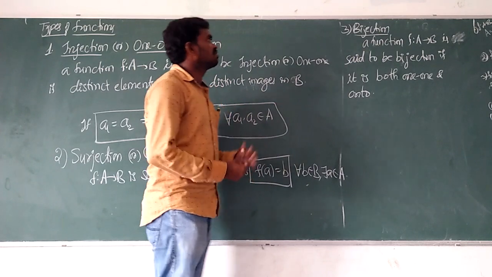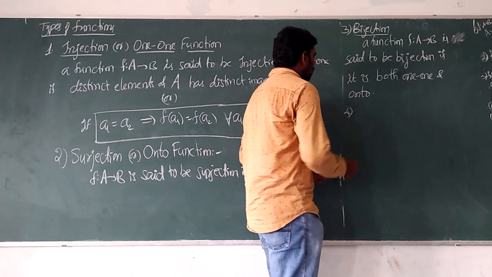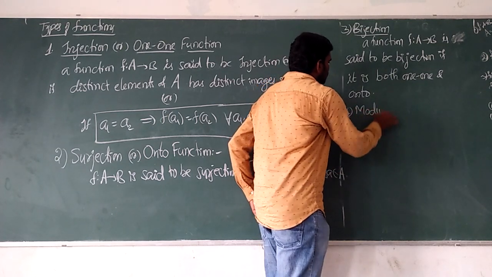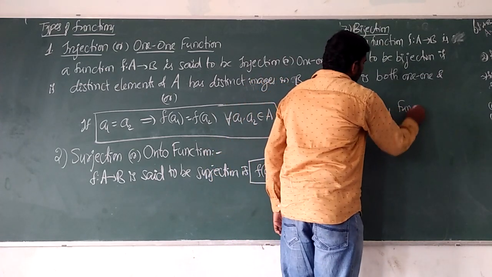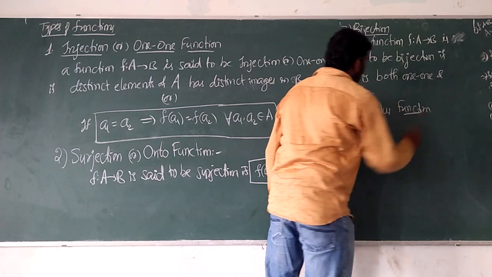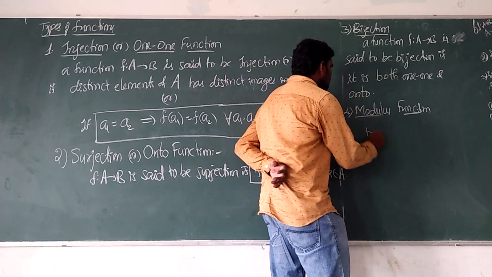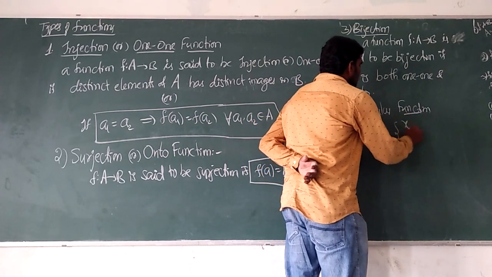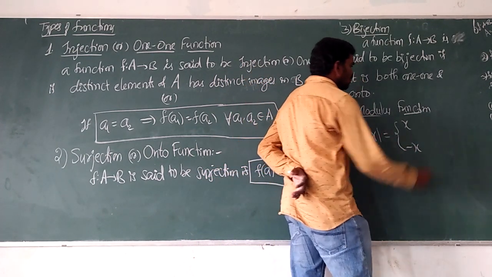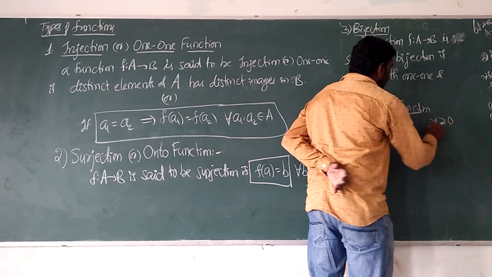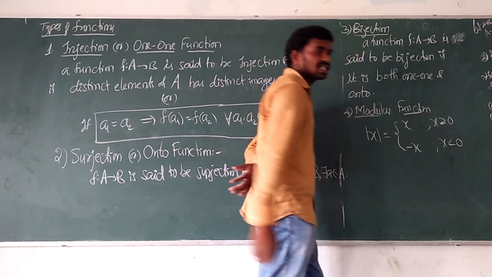So these are a few types of functions. Next, modulus function. Modulus function means what? Generally we can observe sometimes mod x, mod y, mod 2, mod -2 like that. So mod x means what? Sometimes it is taken as positive, sometimes it is taken as minus. When x value is positive, means x is greater than or equal to 0, we take x. When x value is negative, we have to take minus x in the function.